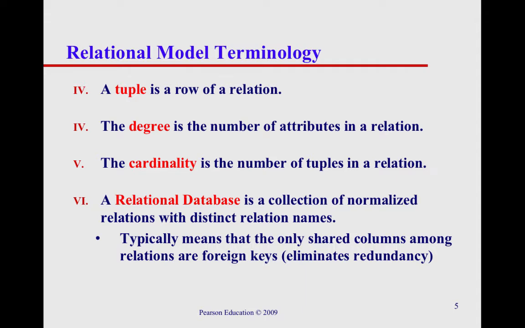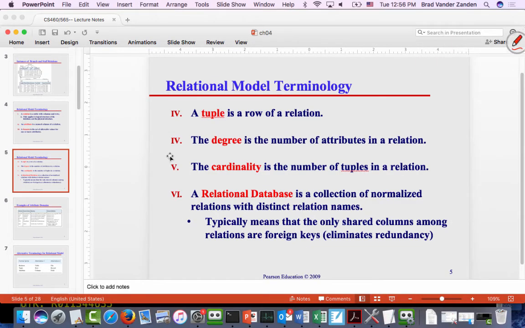So a tuple is a row of a relation. We just said degree is the number of attributes in a relation. The cardinality is the number of tuples in a relation. And then the big thing, a relational database is a collection of normalized relations with distinct relation names. So there's a couple key terms there. The key terms are normalized and distinct. So the relation names have to be distinct. That should be pretty clear. In a program you write, your class or struct names have to be distinct.